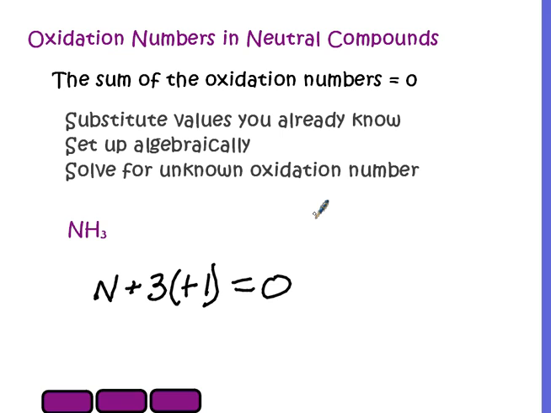So, can you solve for this algebraically? Yep, you got it. In this case, nitrogen has to be equal to -3. -3 plus 3 +1s, that's what would make it equal to 0. Does this mean that the charge of nitrogen is -3? No, it does not, because nitrogen and hydrogen here are bonded covalently. There are no charges. Again, this is just a record-keeping system, trying to keep track of electrons. Let's try another one.